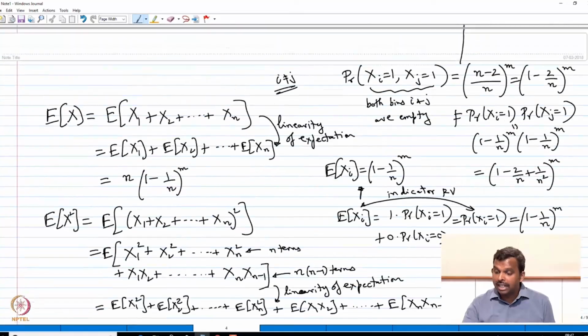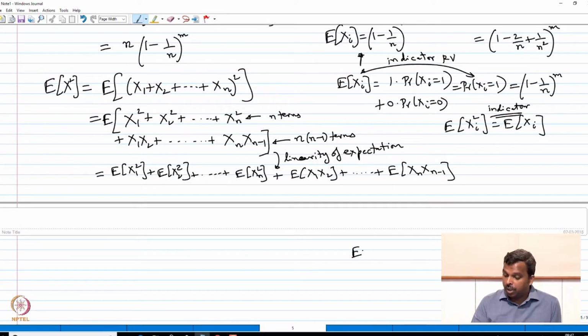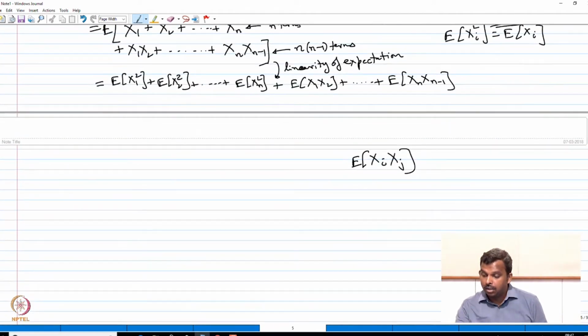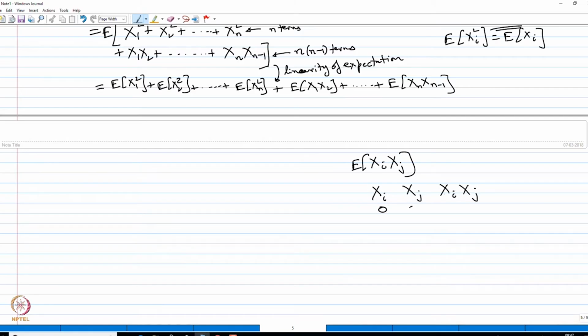And what is expected value of xi times xj? I'm multiplying xi and xj. Remember, xi and xj take two values, 0 or 1. So if you write down xi xj, they take 0 0, 0 1, 1 0, 1 1. What will happen when you multiply xi and xj? All these guys will become 0. This will be the only thing that's left. So if you do expected value of xi xj, you will get 1 times probability that xi equals 1, xj equals 1, both are 1, plus 0 times various other things.